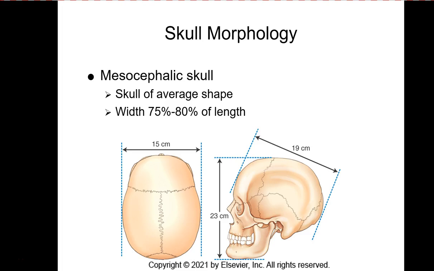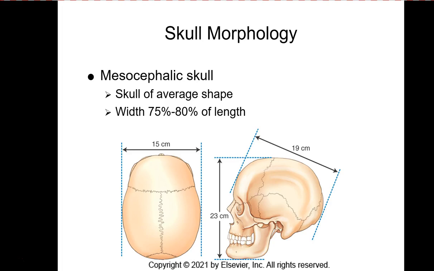So the average adult skull measures 15 centimeters wide, and that is from parietal eminence to parietal eminence, and 19 centimeters from the frontal eminence to the inion, or the base of the skull. The average adult skull measures 23 centimeters from the vertex to beneath the chin. Now, of course, there are exceptions to this average rule, which we'll talk about.